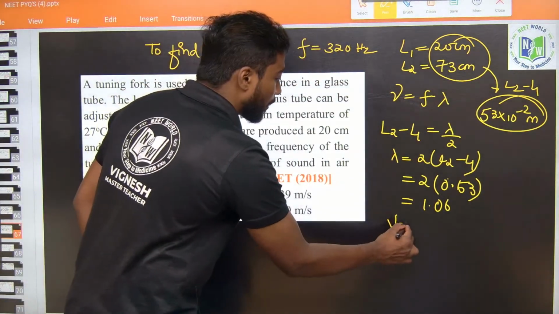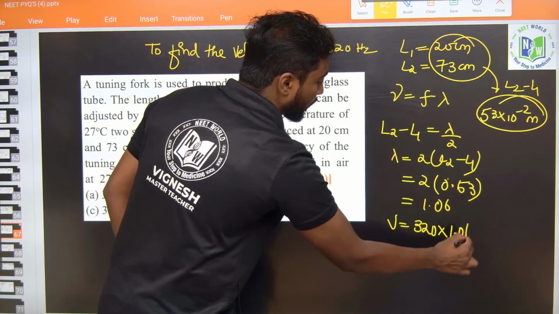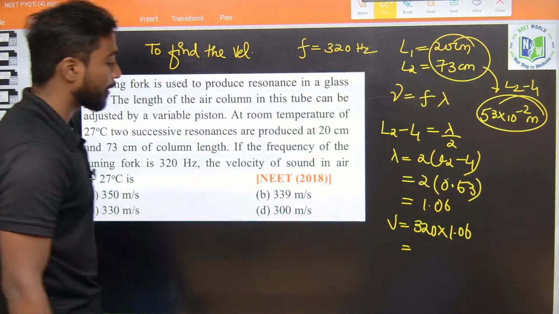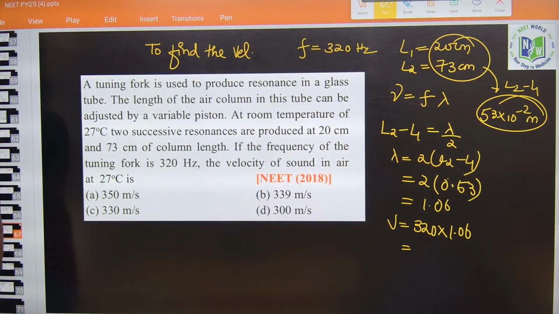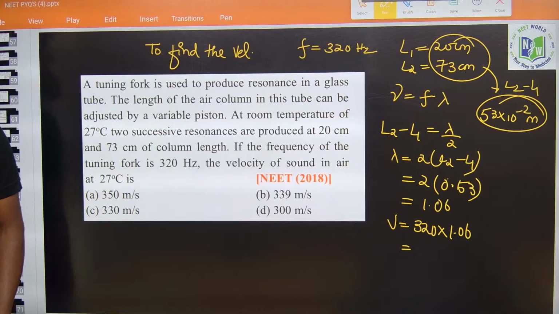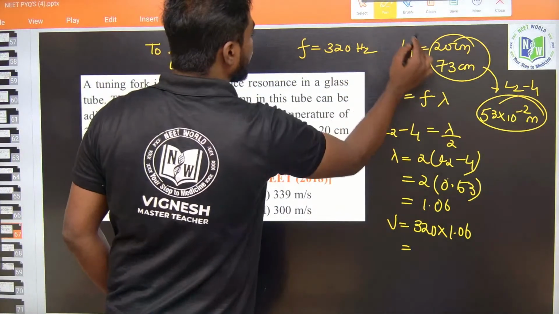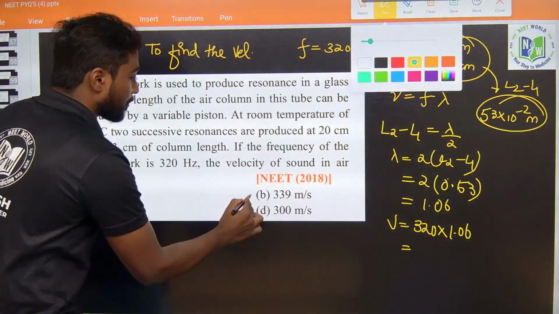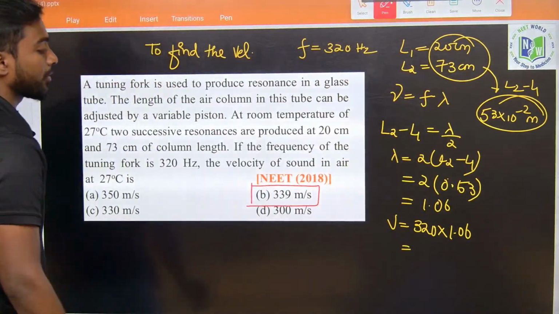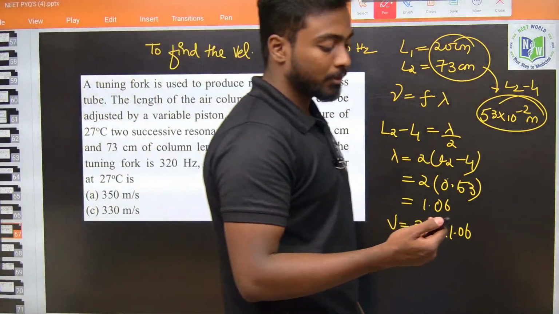Now v will be equals to frequency 320 and lambda 1.06. When I multiply this, what answer will I get? What is the answer for this question? Only the calculation is left, right? Yes, approximately we will get 339 meter per second. This is the answer. Okay.